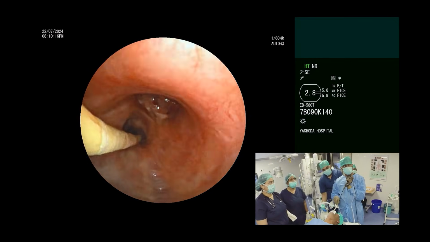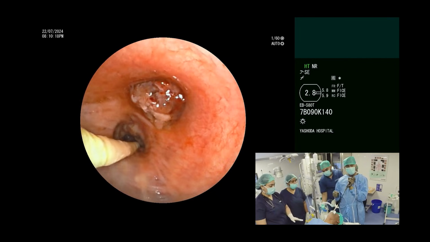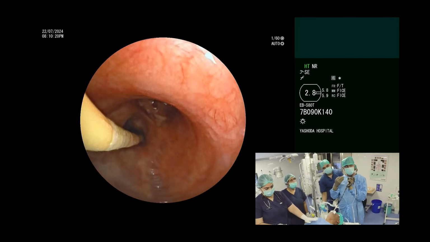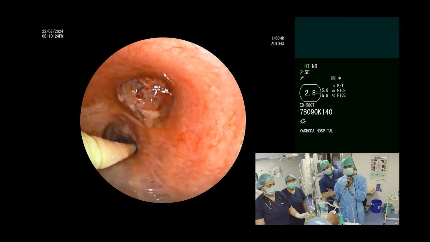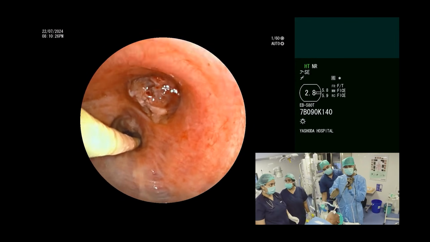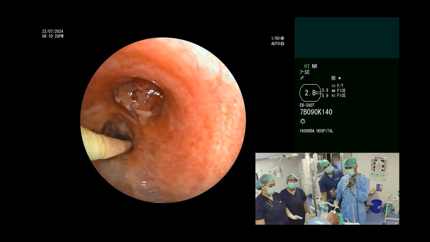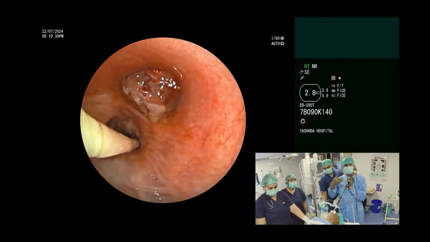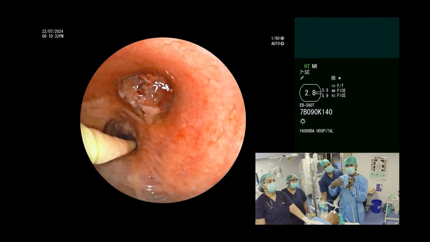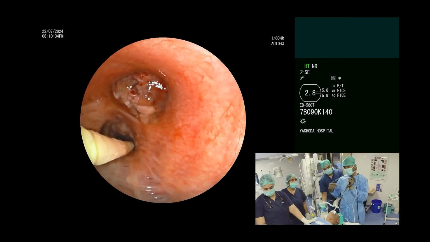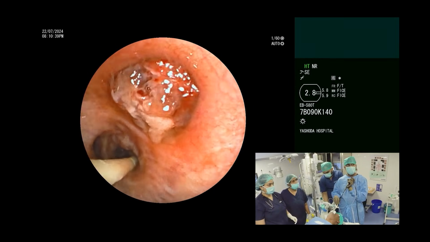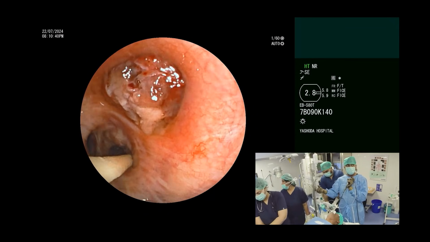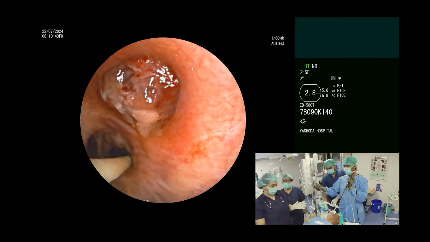Now you can see that I'm passing the scope onto the left main bronchus, and here you can see there is a big vascular tumor which is causing the near complete occlusion of the left upper lobe. As you can see from here, the vascularity of the tumor is significant. Therefore, we anticipate quite some bleeding while doing a tumor debulking.